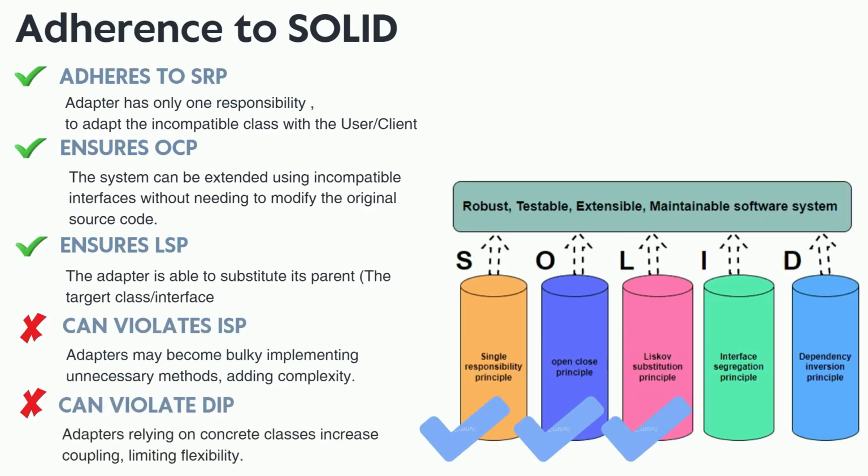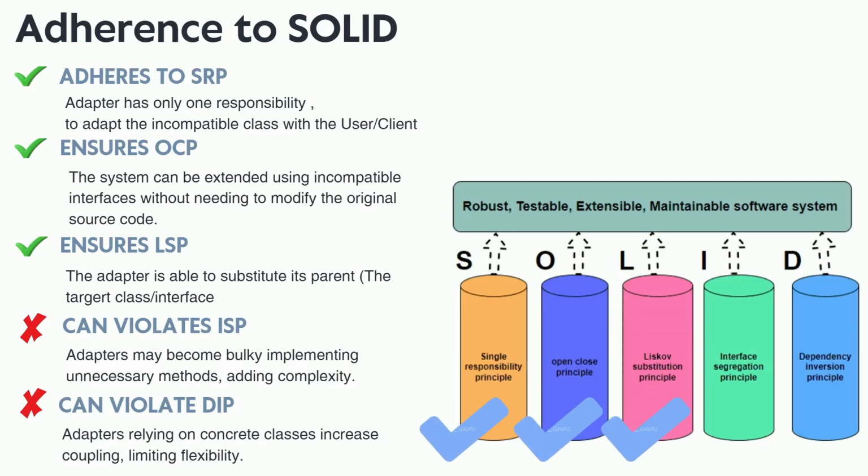And now we will talk about the adherence to SOLID principles in the adapter pattern. The adapter pattern follows SOLID principles. SRP, single responsibility principle: the adapter has one job, converting XML to JSON. OCP, open closed principle: we can add new adapters without modifying the original code. LSP, Liskov substitution principle: the adapter behaves like a substitute for the expected target interface.